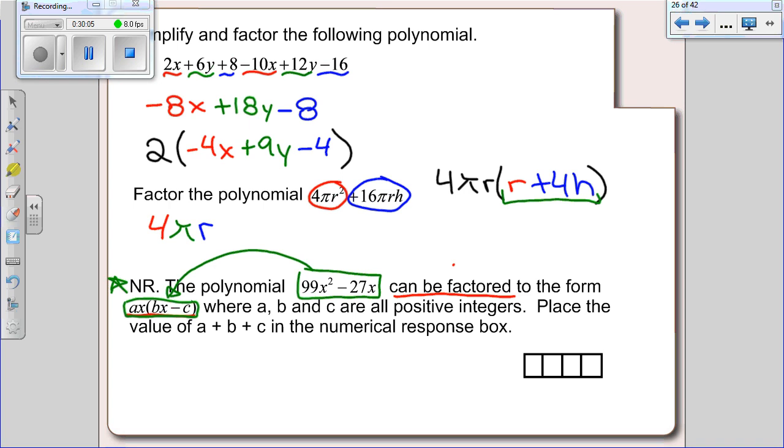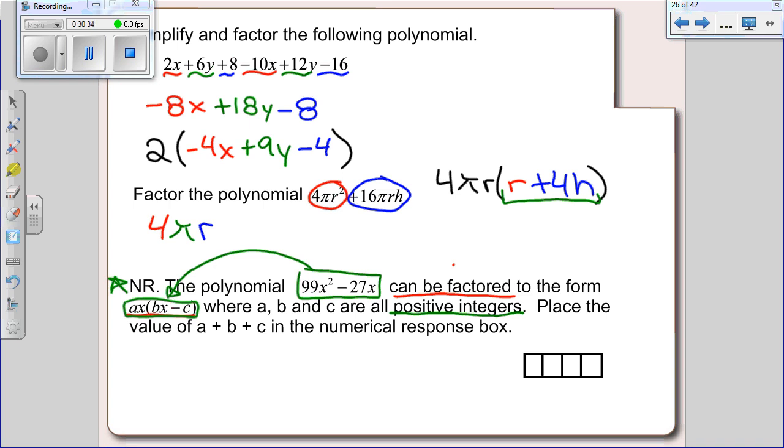And then it even clarifies that A, B, and C are positive integers. Positive integers means they're numbers. Okay? They're all positive numbers. Place the value of A plus B plus C in the numeric response box. So your actual solution will be A plus B plus C. So you have to figure out what A and B and C all are to be able to add them together.